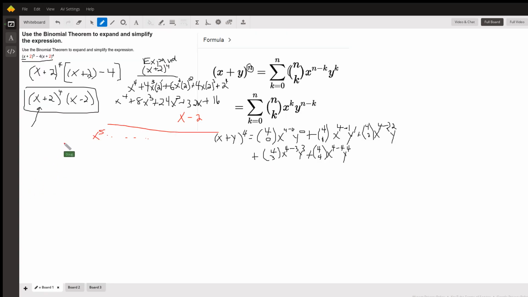Okay, back to the first board. Again, x times every term up here will go on this line. Then minus 2 times every term up here will go on this line. I'll get minus 2x to the fourth here. On the top, I got 8x to the fourth. And when I combine the similar terms, I'll get x to the fifth plus 6x to the fourth. And I'll let you take it away from there.